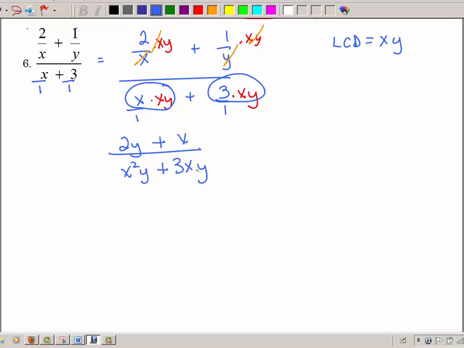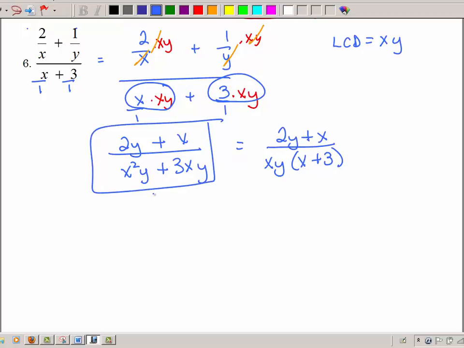Wow, that was pretty easy. But man, it looks like I could reduce because of all those x's and y's. But before you reduce binomials, you must factor. I cannot factor 2y plus x. There's no GCF. Here, they have an x and a y in common. Again, nothing factors. So this is an okay answer. This is an acceptable answer.